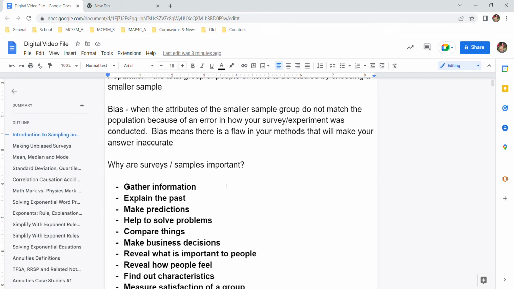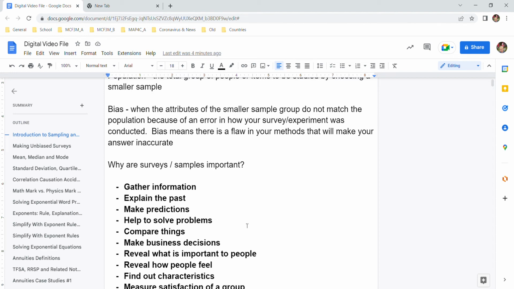So why are surveys and samples important? Well, they allow us to gather information that lets you figure out stuff that's happening. Surveys help explain the past: what happened, why did it happen, and how can we prevent it. Samples and surveys let you make predictions, what's going to happen in the future, and let you make decisions based on those predictions, which helps you to solve problems.